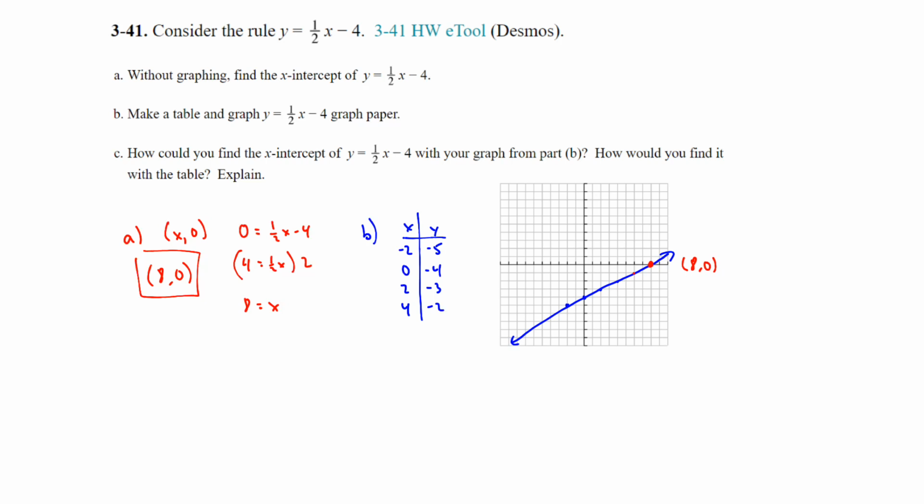And then how would you find it with a table? Well, with a table, we would have to continue to pick values until it got closer to that y-axis. So if I plugged in 6 next, I would get -1, and then if I plugged in 8, I would get 0. So you can see where you would find it on the table as well.